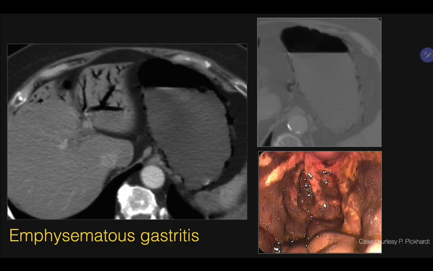But air outside of the stomach isn't the only thing to be concerned about. Air in the gastric wall, also known as emphysematous gastritis, is caused by gas-forming infection with or without ischemia of the gastric wall. On endoscopy, this patient had extensive ulceration with necrosis and ischemia, but healing on repeat evaluation a few months later.